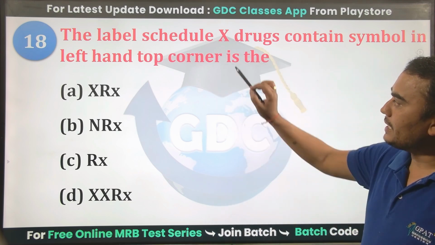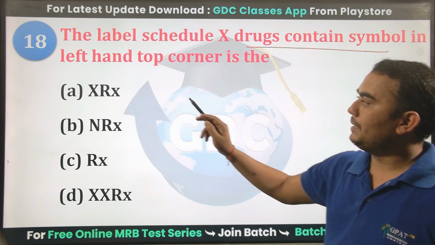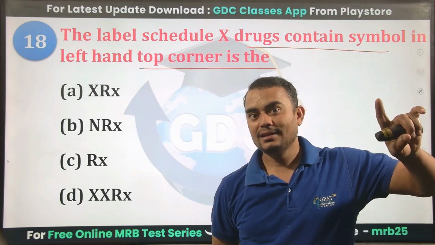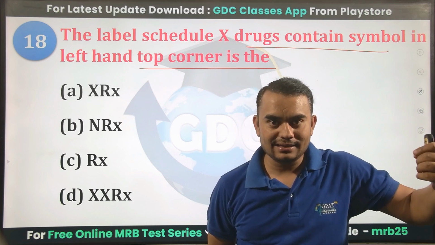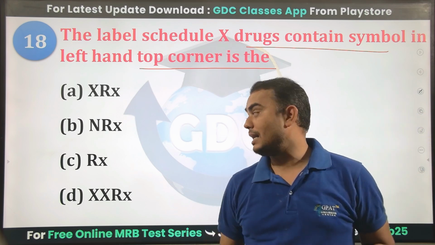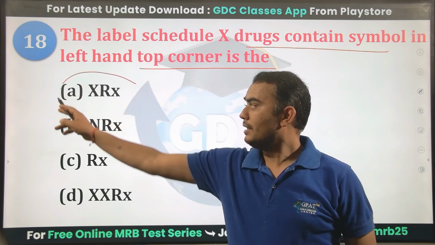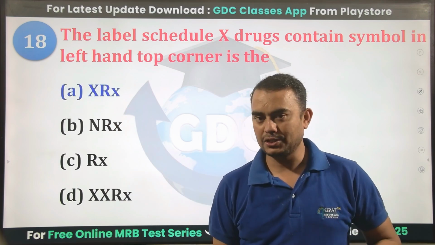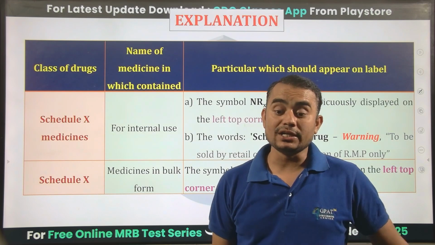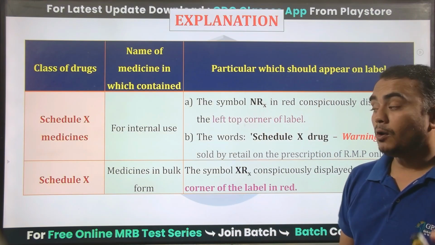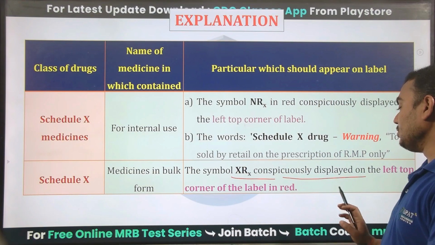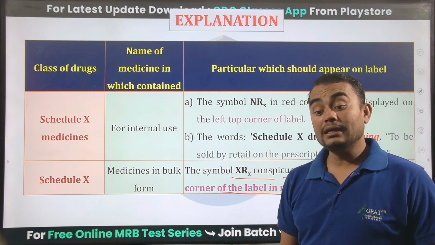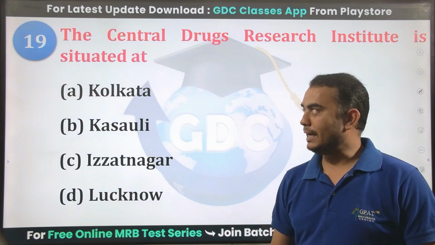The label of a Schedule X drug contains a symbol in the left hand top corner. It will contain the red ink written word XRX, which denotes that yes, it's a prescription medicine, but it comes under Schedule X. So there will be proper monitoring. XRX is conspicuously displayed on the left top corner of the label in red ink. So that is for Schedule X.